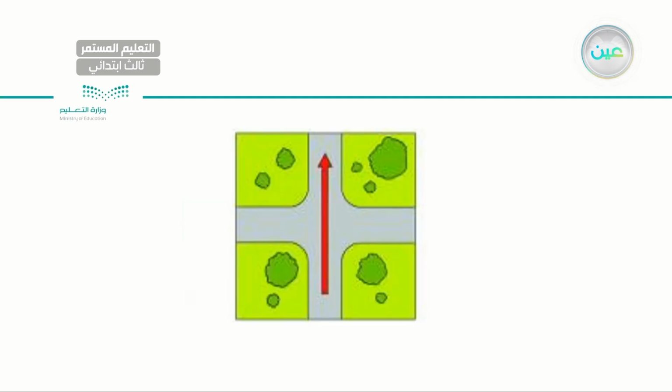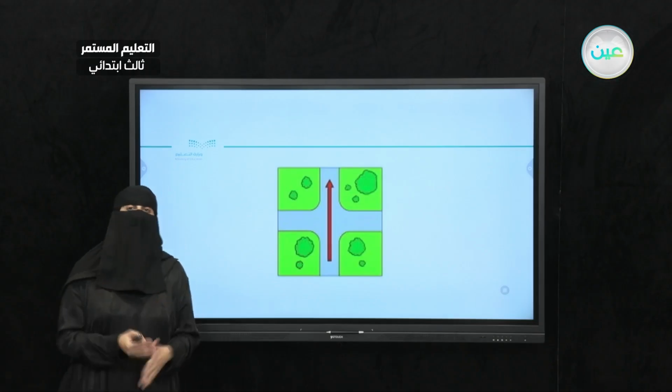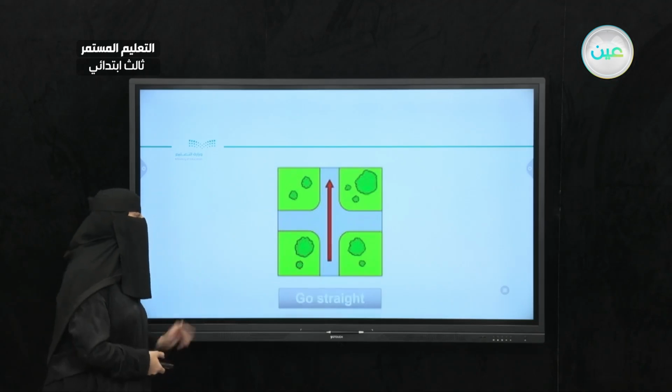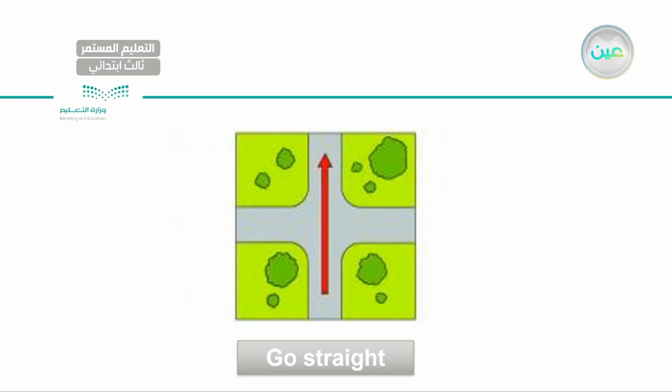Okay, so let's start with simple directions. Okay, let's start with this one. What do you think this one needs, my dear student? I know you know this one because it's an easy one. Does this one mean make a U-turn? Do you think it means go right, go left, stop? What do you think this sign means? Very good. It means go straight.